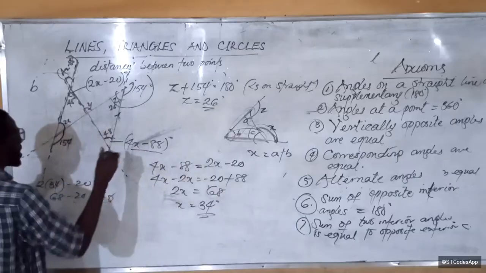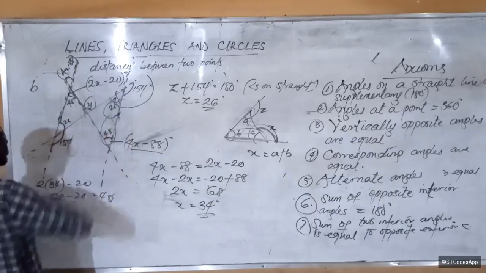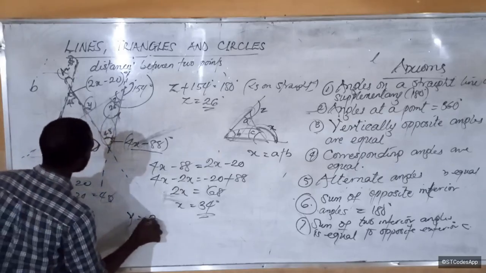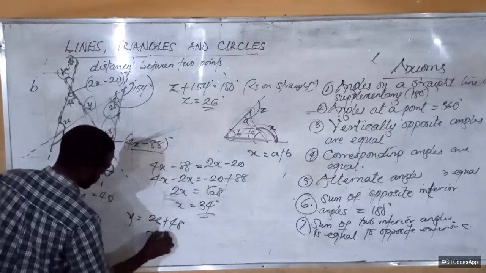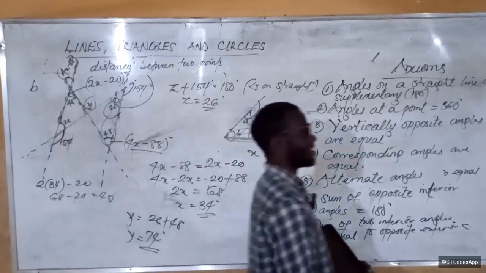So using that principle here, we can say the sum of this plus this will give us y. So y is equal to 26 plus 48. And that's 74. Did you get it?